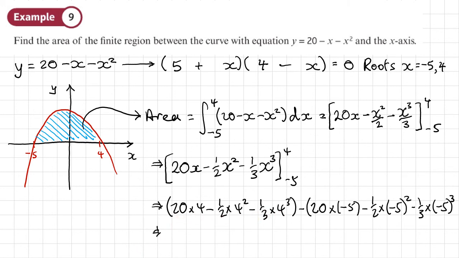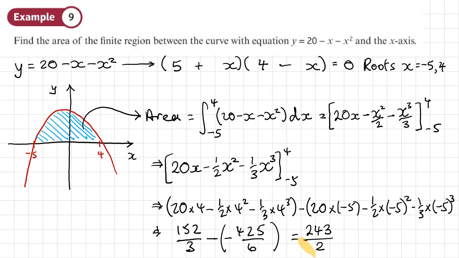So the first bracket, when we substituted in the 4, gives us 152 over 3. And the second bracket actually gives us a negative, so it's minus 425 over 6. And then we can just work out what that gives us, and we get exactly 243 over 2. So that's that area. Now, always leave your answer exact unless the question says give your answer to a certain number of decimal places. So we've calculated what this area is above the x-axis and below the curve.